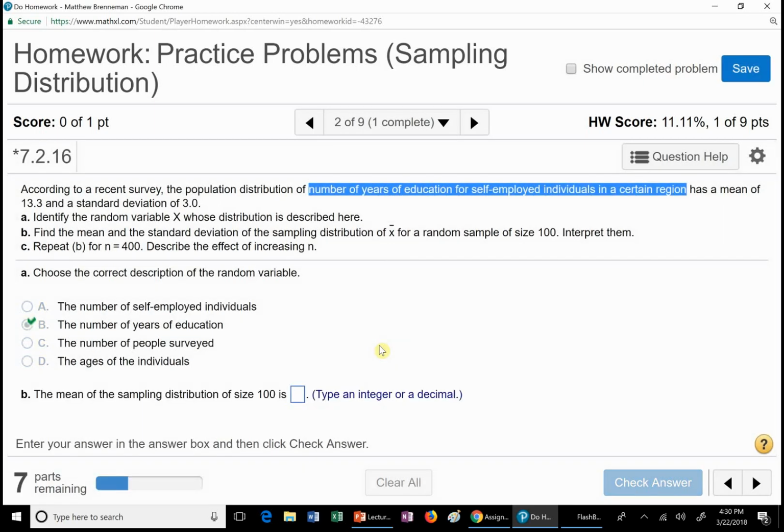The mean of the sampling distribution of size 100. What is the sampling distribution? I can't talk about the mean until I know what the sampling distribution is. It's in today's notes. We've been talking about it.